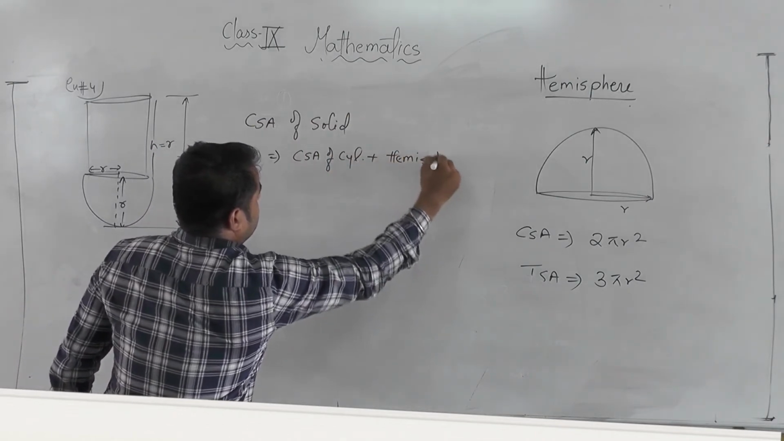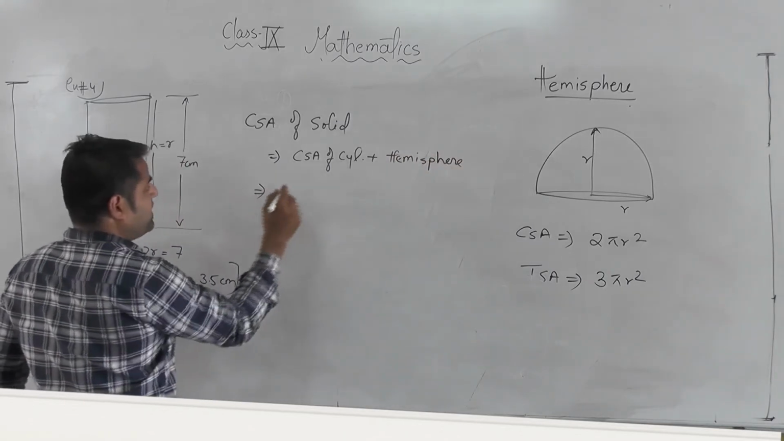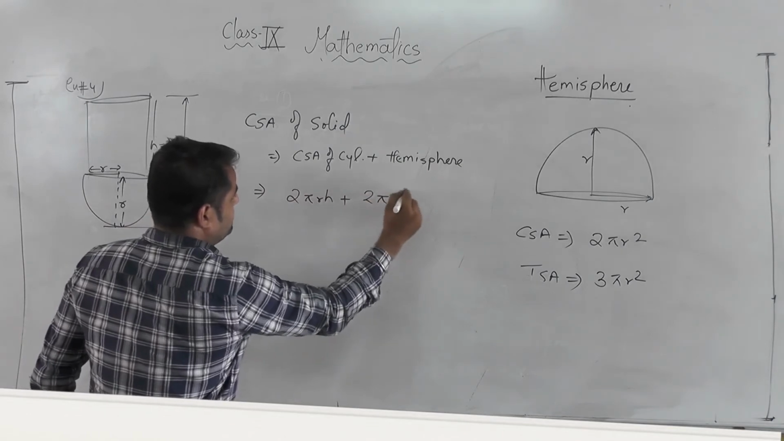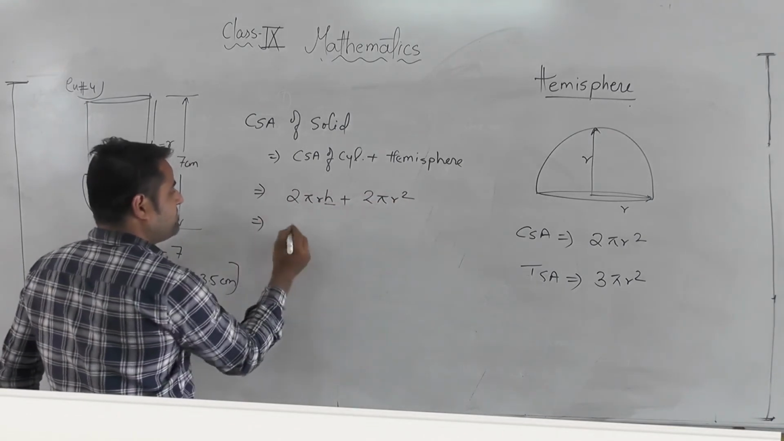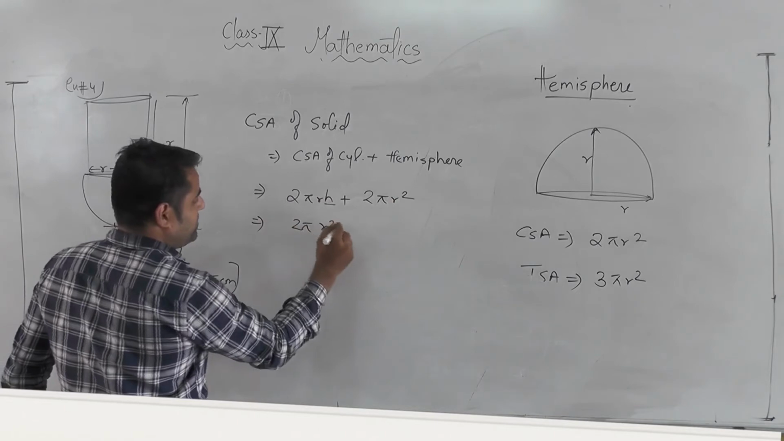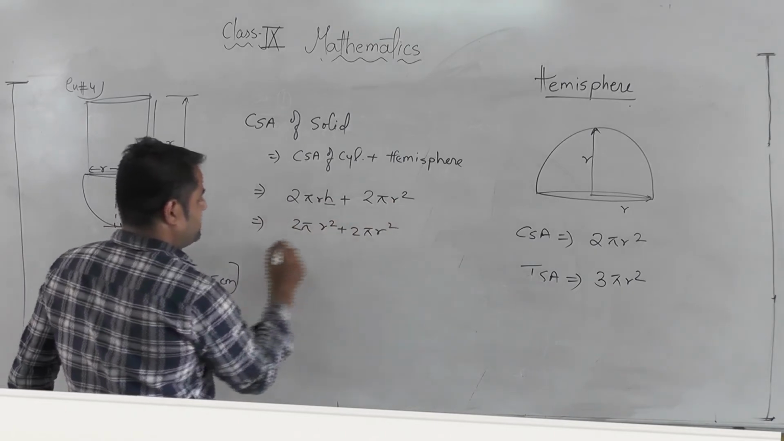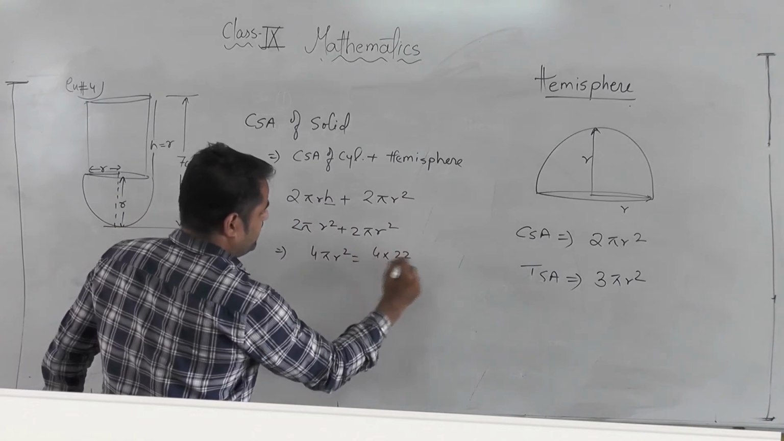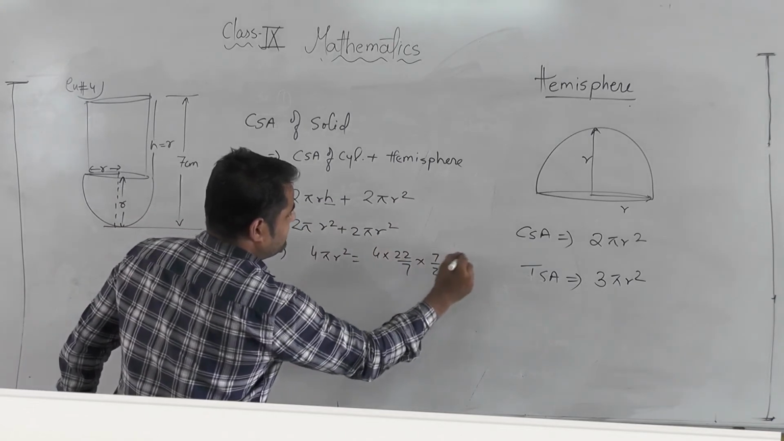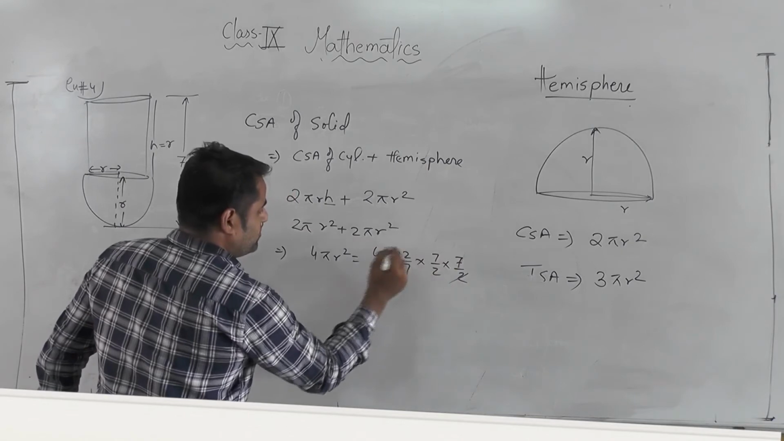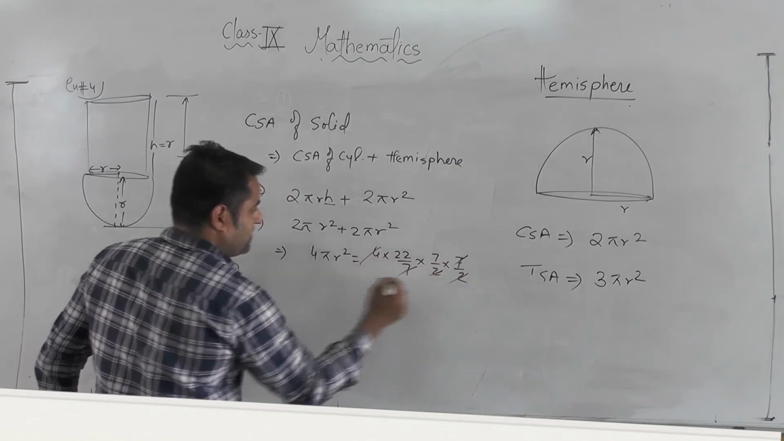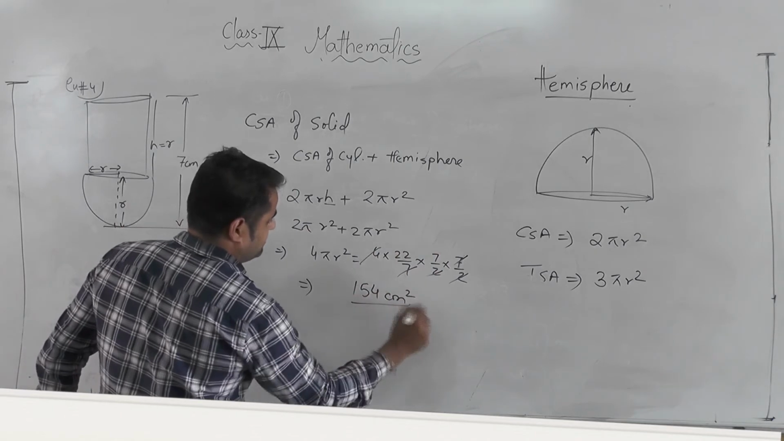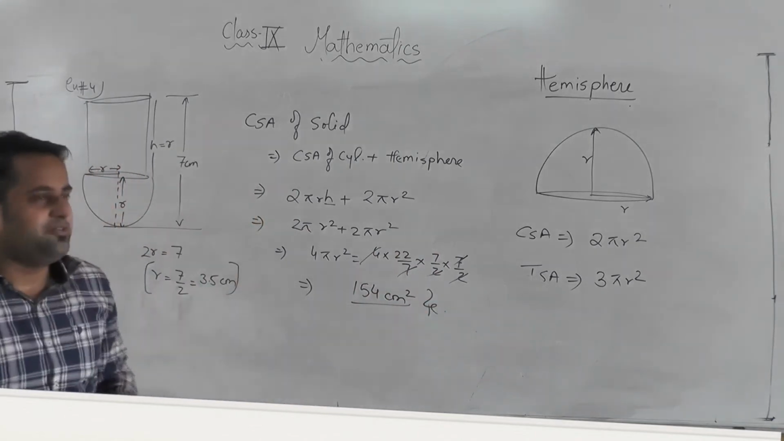Now see, CSA of cylinder is 2 pi r h. The CSA of hemisphere is 2 pi r square. Now, since h is equivalent to r, 2 pi r into r is 2 pi r square again. So 2 pi r square plus 2 pi r square is 4 pi r square. Now keep the values here: 4 into 22 by 7 into 7 by 2 twice. These 2s make 4, cancelled by this 4, 7 cancelled by 7, 22 into 7 is 154 centimeter square. That is your answer.